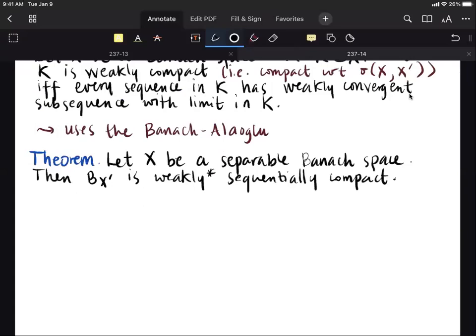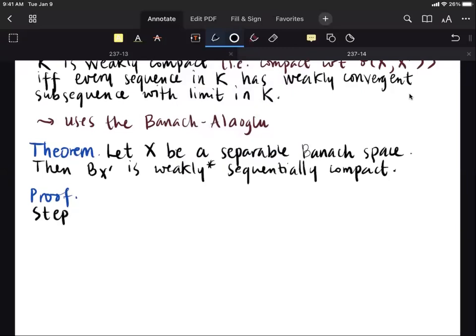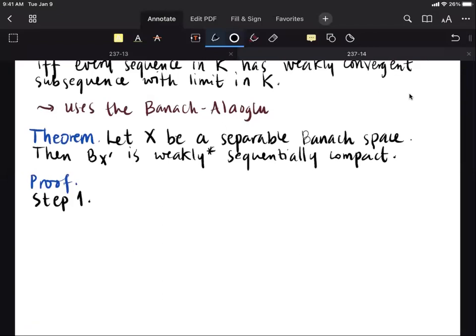And the basic idea is to construct a subsequence on the closed unit ball that is convergent with respect to the weak star topology, using the dense subset of the Banach space. And let us go to the details of the proof. So as a first step, let us consider our general assumption here. So consider a sequence in the closed unit ball in X prime. We want to show that this has a subsequence that converges weakly star to some element in the closed unit ball.